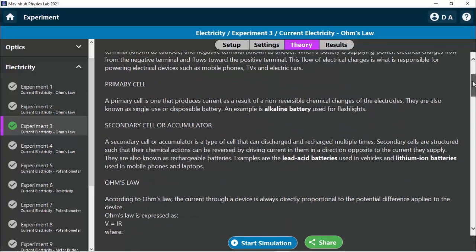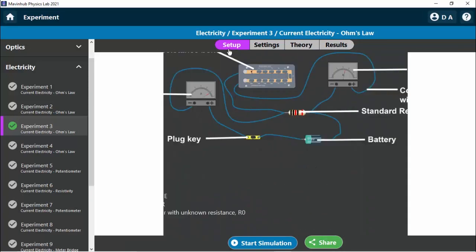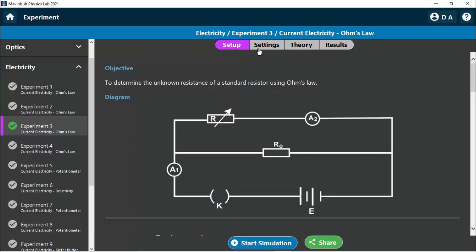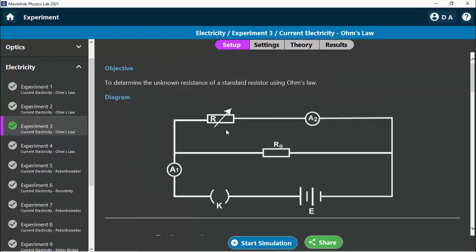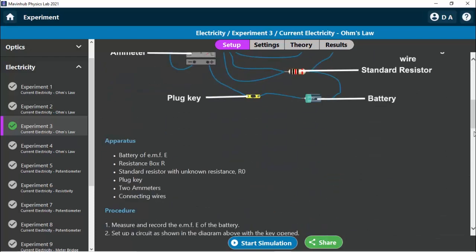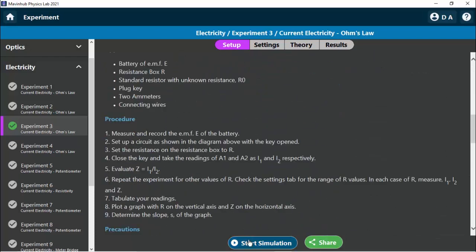You get all that information. So let's start the experiment. Note that we are using an external resistance of 2, an e.m.f. of 3, and our resistance box will be varied by a step of 2. And the time we're going to set for this experiment is 30 minutes. So let's get started. I'm going to start the simulation.